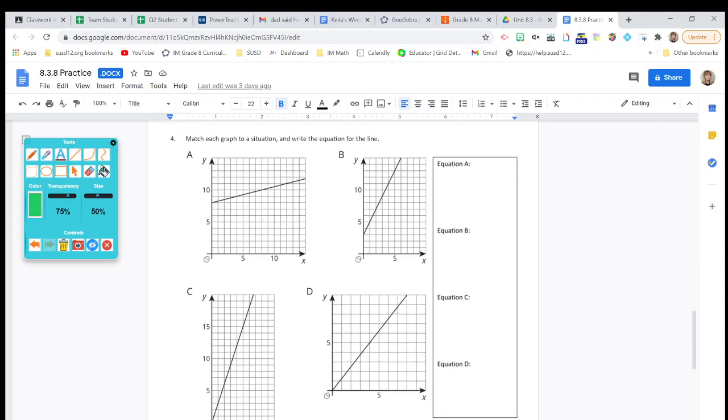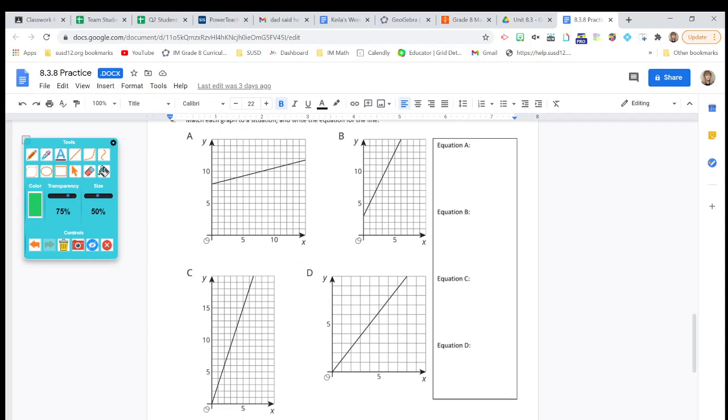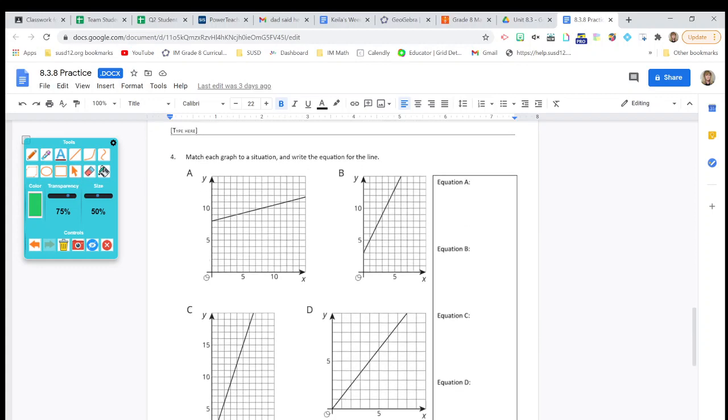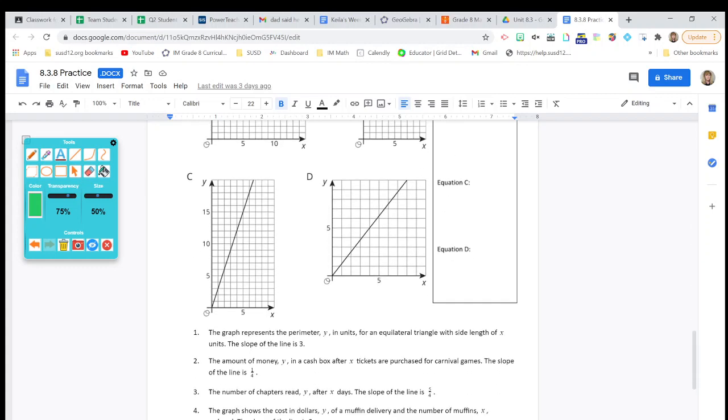All right. The directions say, match each graph to a situation and write the equation for the line. Okay, let's do it. Starting with number 1, and this is going to be a little hard to go up and down, but bear with me. Number 1 says, the graph represents the perimeter y in units for an equilateral triangle with side length of x units. The slope of the line is 3.